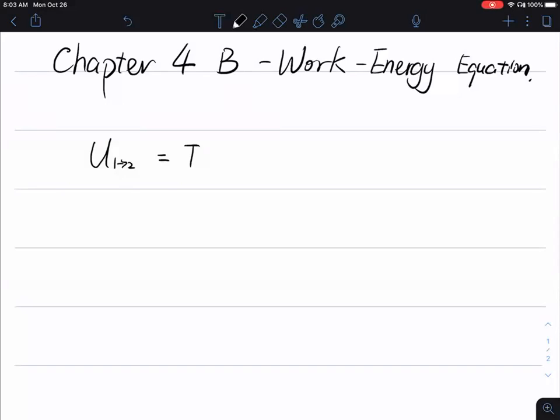Yeah, so in your textbook, the work energy equation is defined as U1-2 equals T2 minus T1. We call this the work energy equation.